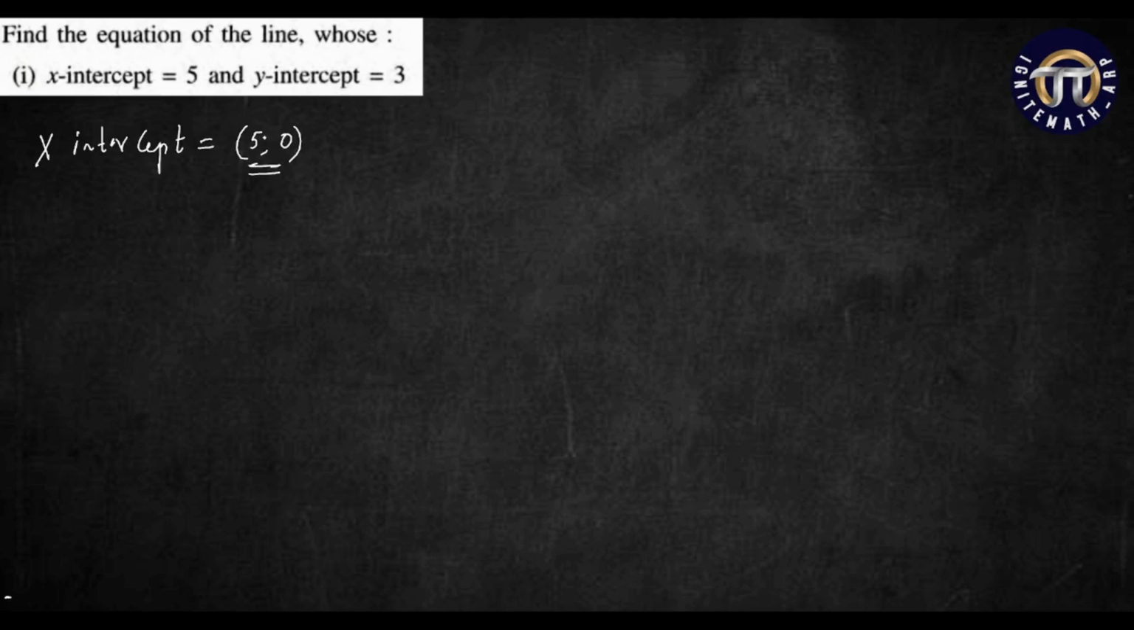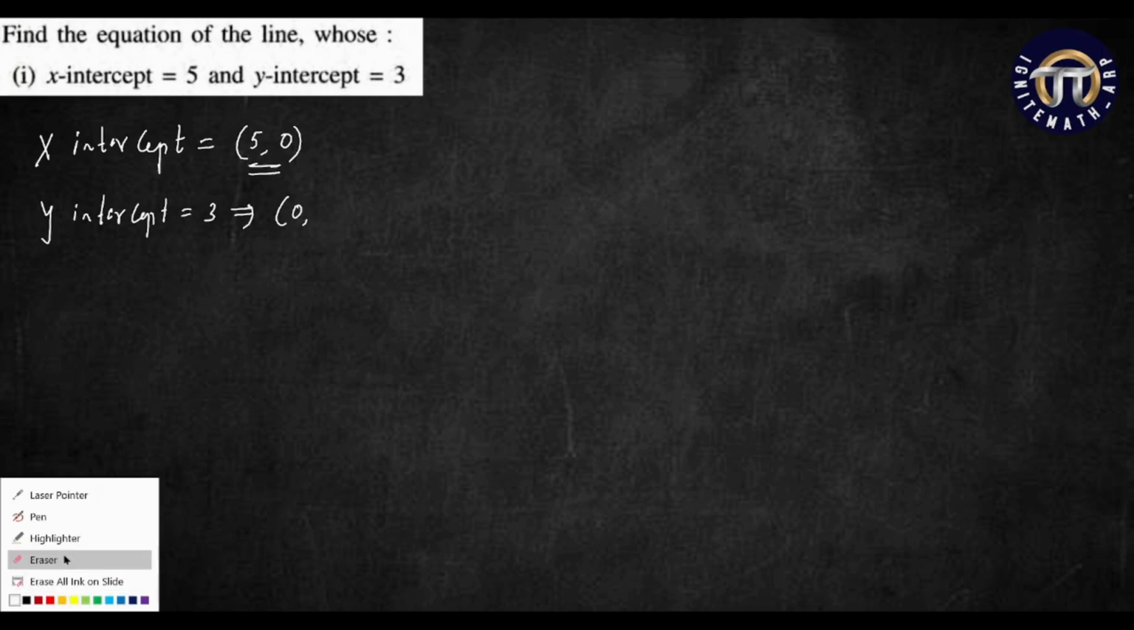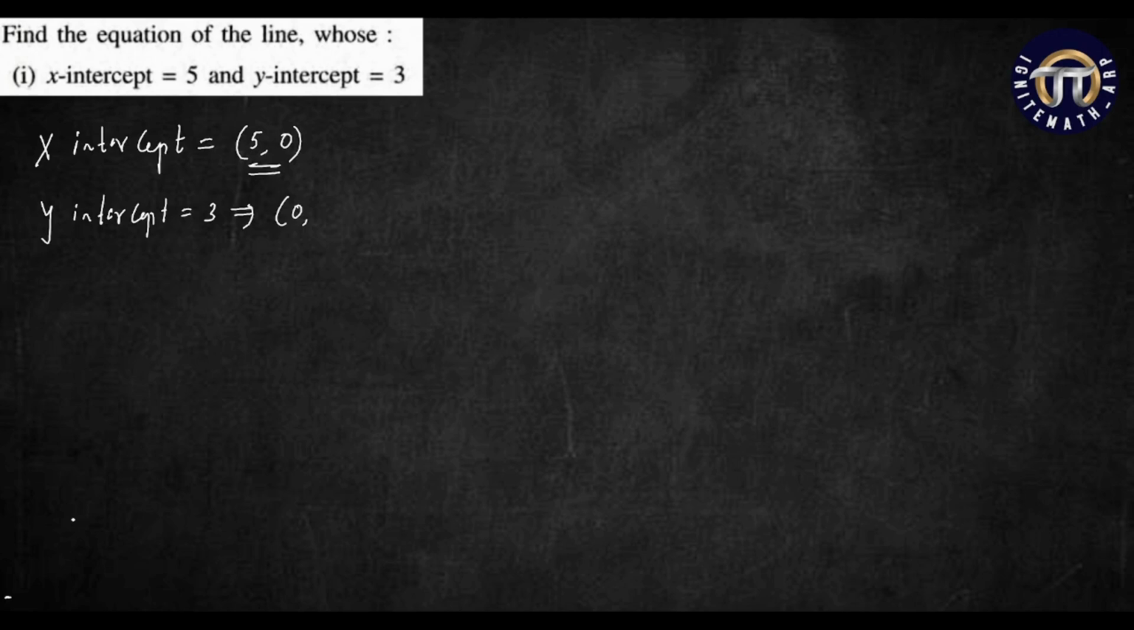One point is known to me and the y-intercept is given to you. Y-intercept is equal to 3, so the required point would be (0, 3). Here, children, I clearly told you that x-intercept and y-intercept need to be very thoroughly understood. Clear? So here the y-intercept is given as 3, so the abscissa should be 0 and the y coordinate is going to be 3.